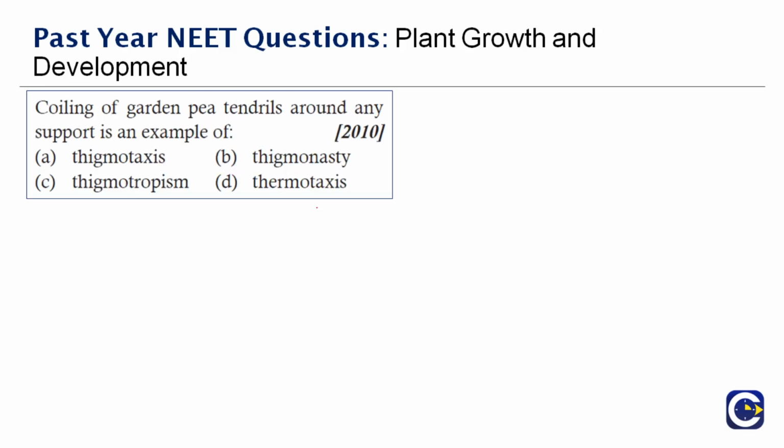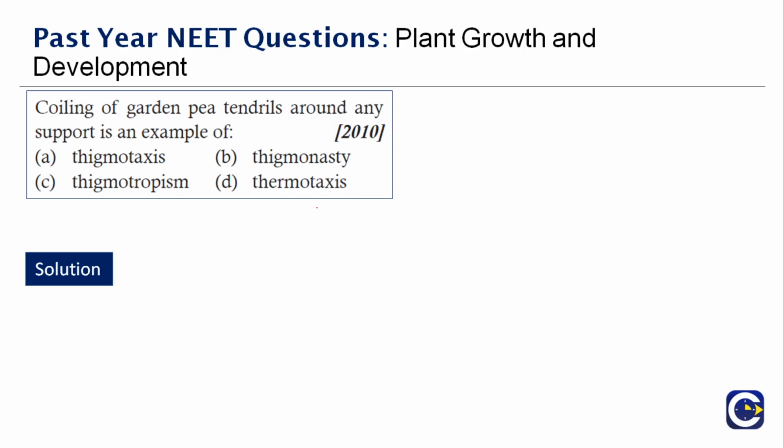Next question: coiling of garden pea tendrils around any support is an example of dash. Before we go into the answer, you must have seen certain plants which tend to coil around a stem. It's basically for support. When they have no ability to stand by themselves, they depend on something else for support. Mostly these tendrils coil around a stem system where they can remain as such.